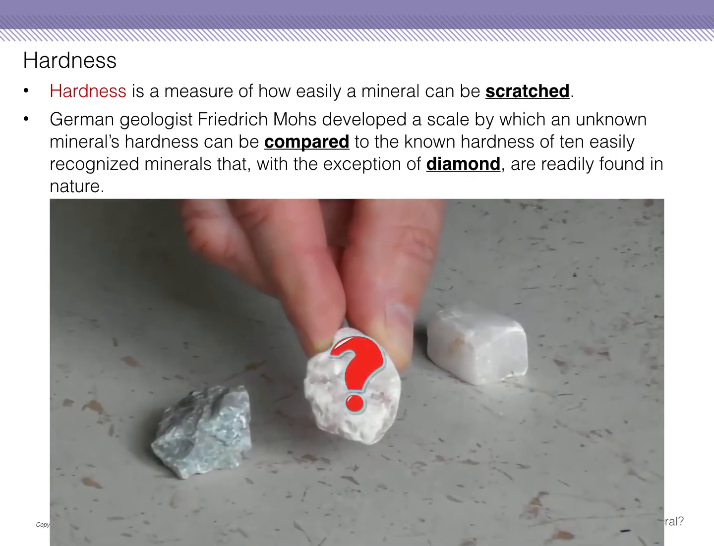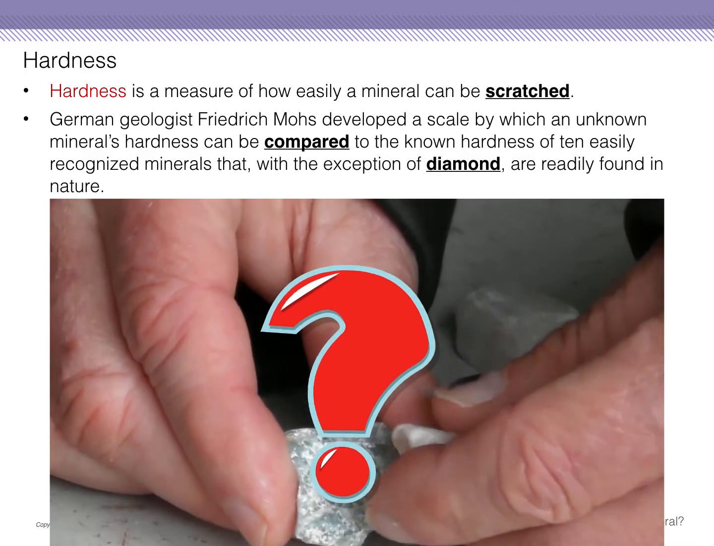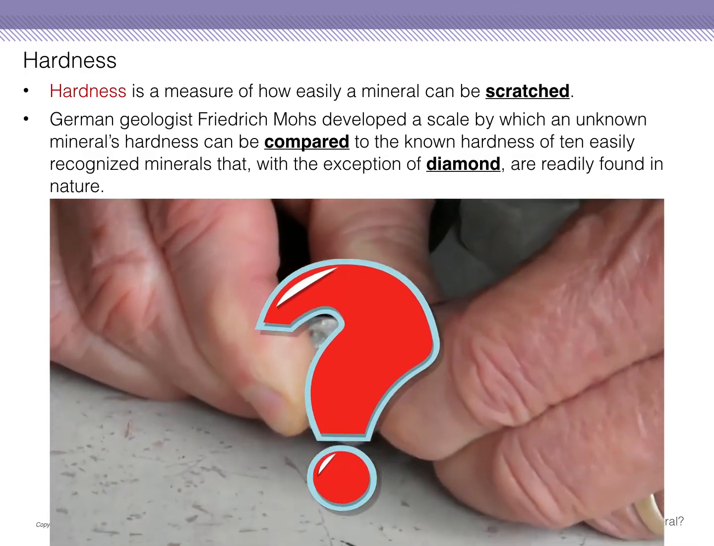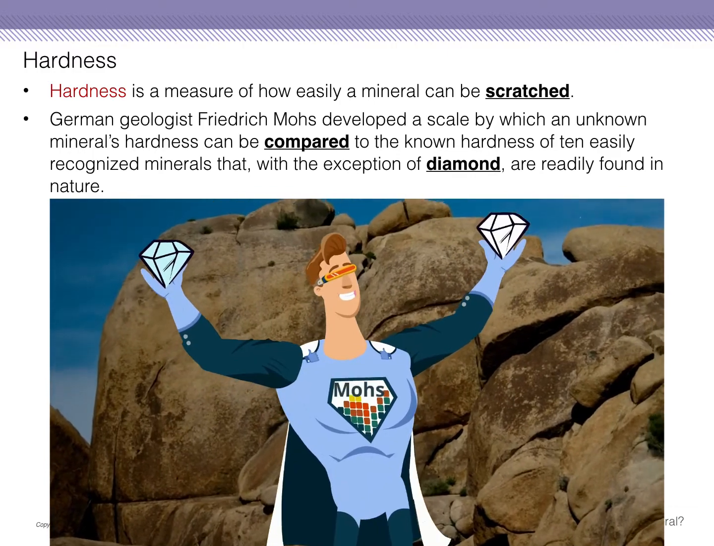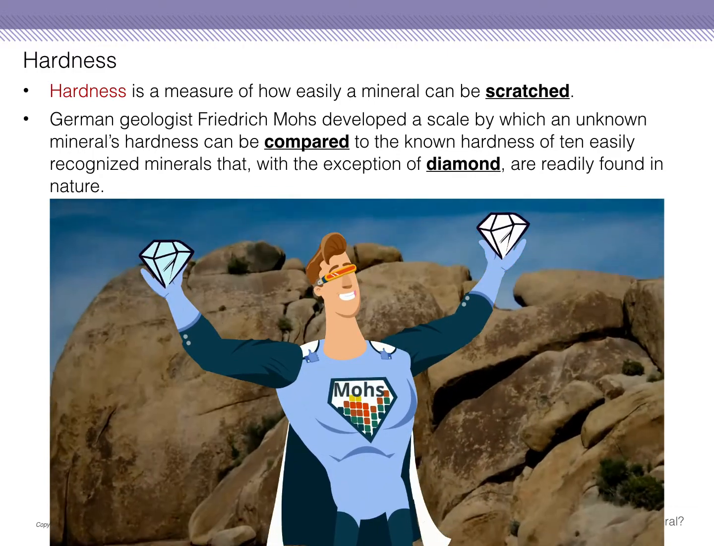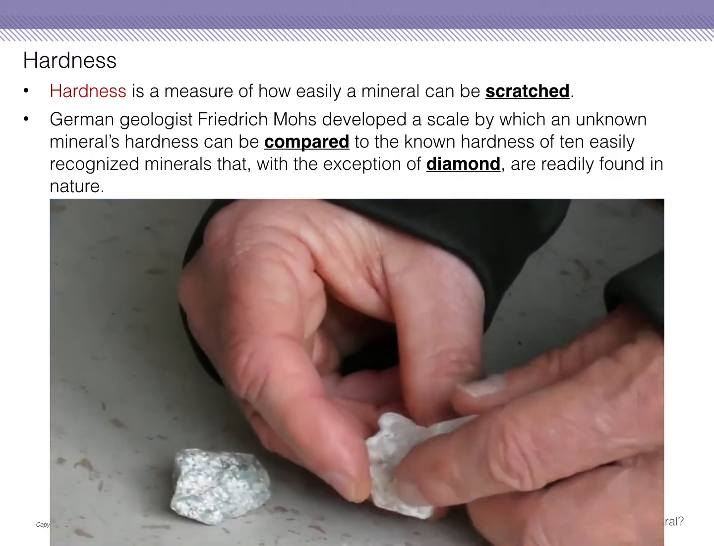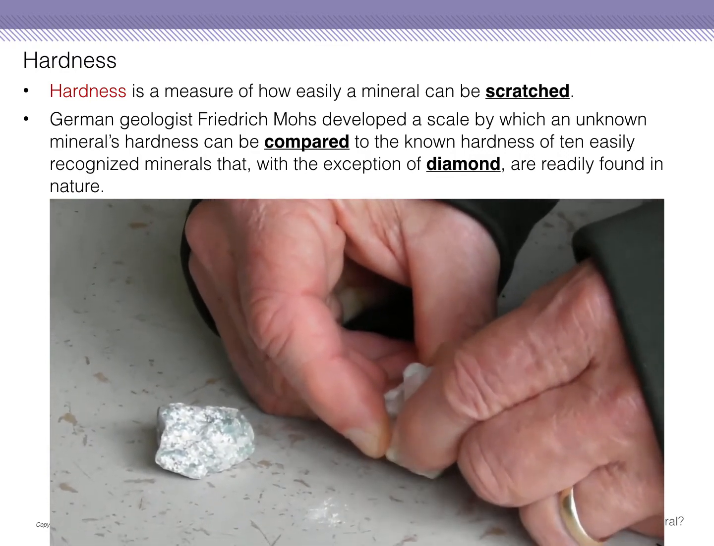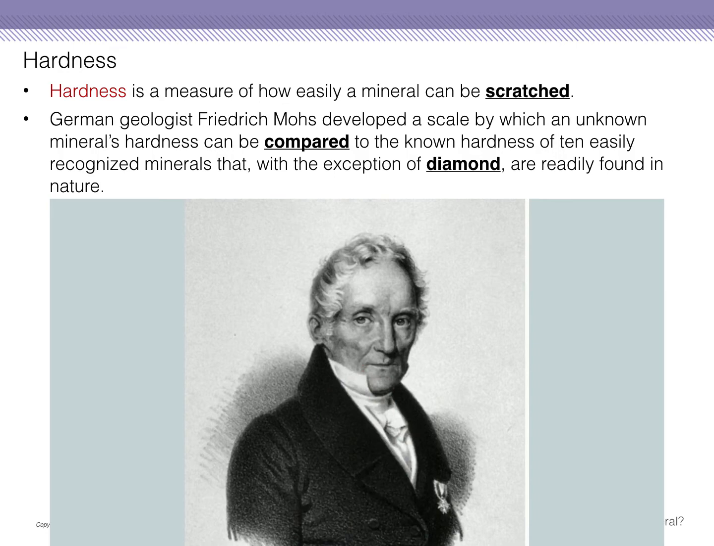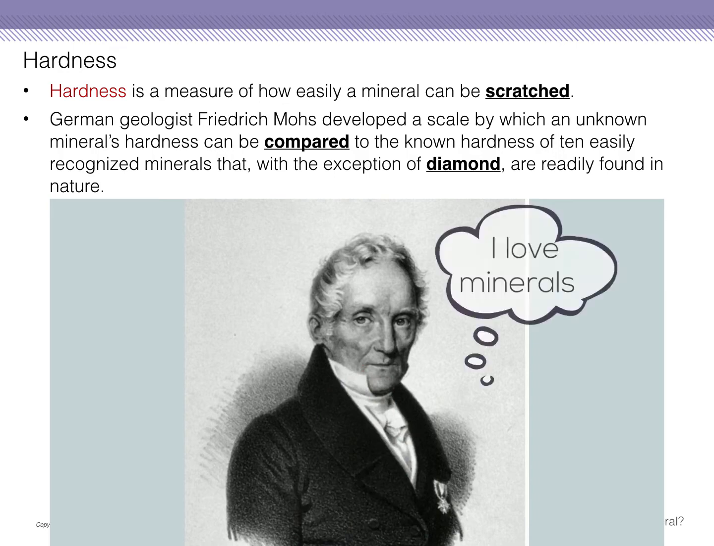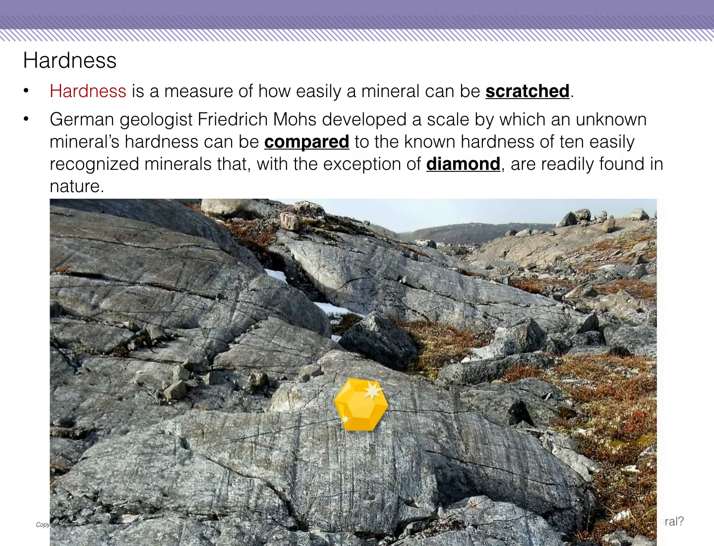How can I determine the hardness or the ability of this mineral to resist scratching? It's the Mohs scale to the rescue. The Mohs scale of mineral hardness is based on the ability of one mineral to scratch another mineral visibly. The Mohs hardness scale was developed in the 1800s by Friedrich Mohs, a German mineralogist. Hardness is a measure of a mineral's ability to resist scratching.